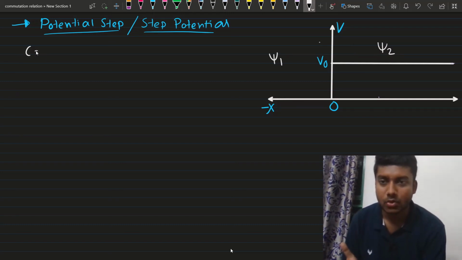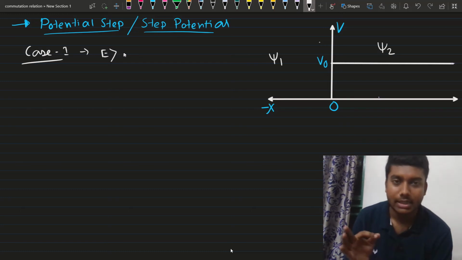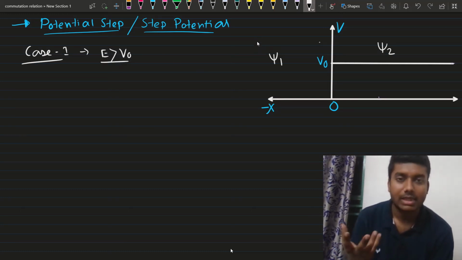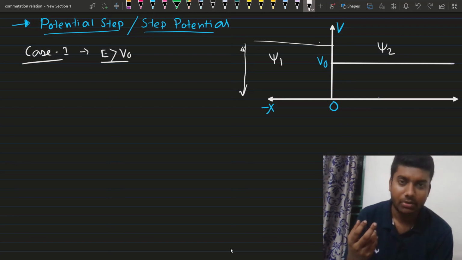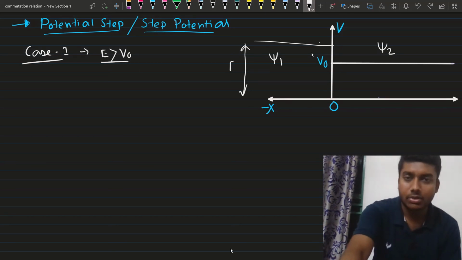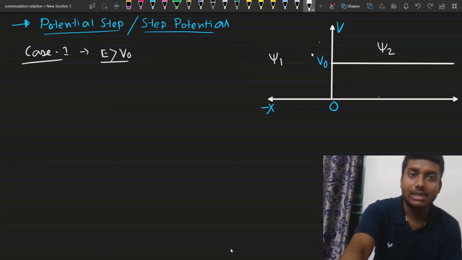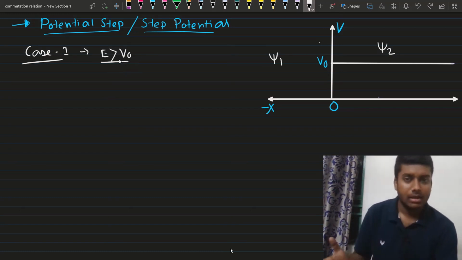What are the cases? There are two cases. Case number one is that E, our energy, is greater than V naught. That is the particle's energy. Suppose the particle energy is like this. So here you can see that this is the particle energy E, which is greater than this V naught. So what will be that case? And there is another case, case number 2, that E is less than V naught. So first I am discussing E greater than V naught.